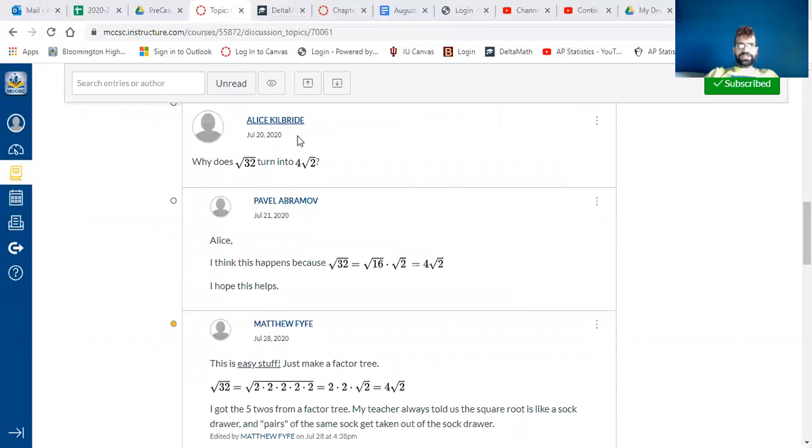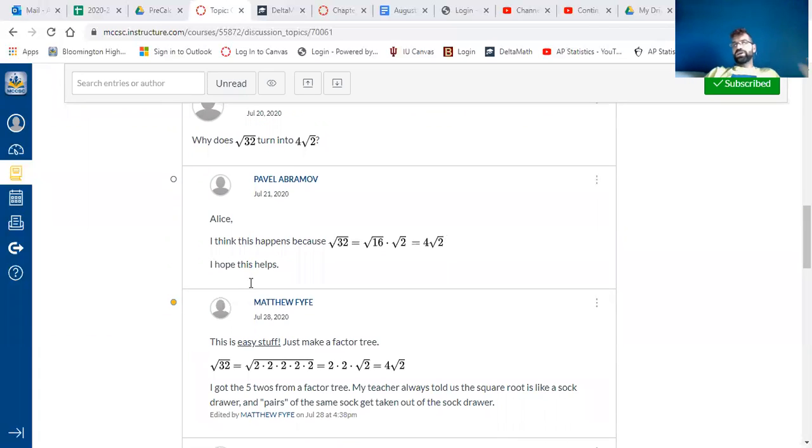Ms. Kilbright says, well, why does square root of 32 turn into 4 square root of 2? How does that happen? And then, for example, a decent reply to that would be, well, hi, Alice, I think what happens, and then you show what happens here. Hope this helps. This is a very nice, polite reply.